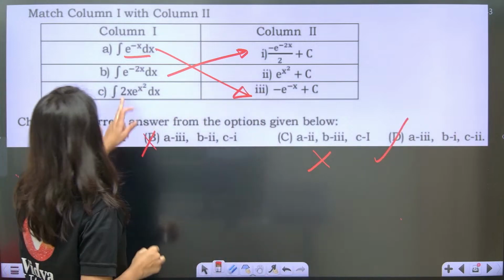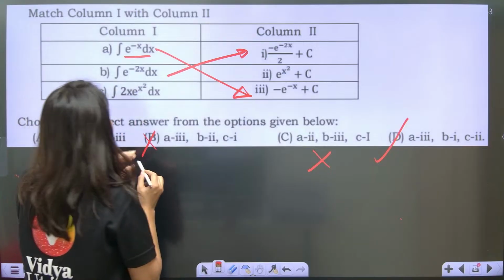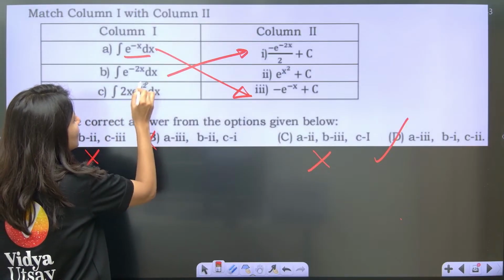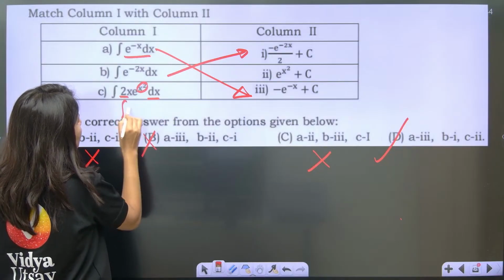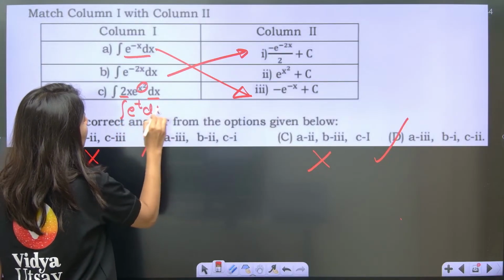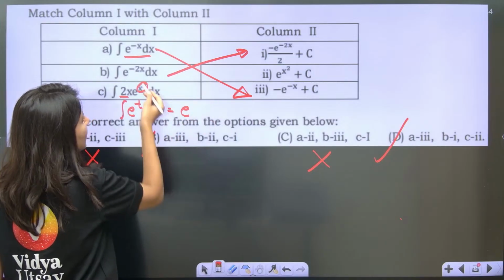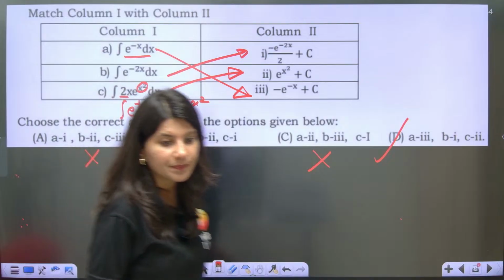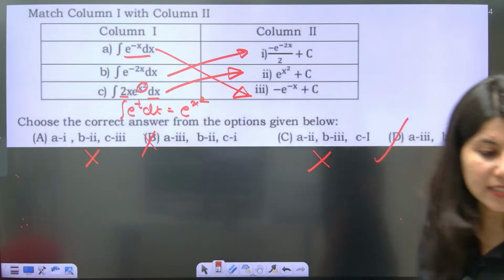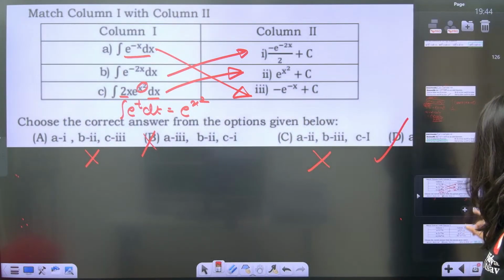Next, 2x e raised to power x square. For substitution, you put x square equals t, so 2x dx will become dt. So integration of e power t dt is e power t only, and t is e power x square. So this is second. D is correct. Everybody? Yes?